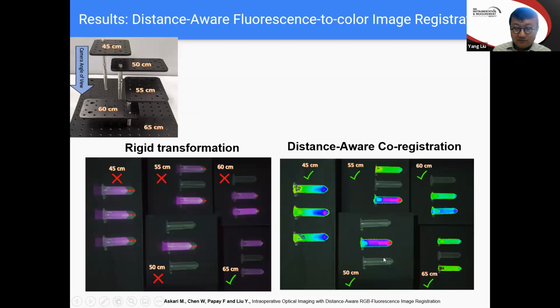Here are some representative data of characterization. This is the testing platform we built with different tube depths, and then we put different tubes containing solutions in them. Some of them contain indocyanine green, which is fluorescent, and some of them contain just saline or water, which is not fluorescent. You can see that if you just apply a rigid transformation, it's really only good at one distance that you're calibrated for. At any other distance, you're going to have an offset. But with the distance-aware co-registration algorithm that we have developed, at any working distance it is perfectly registered.